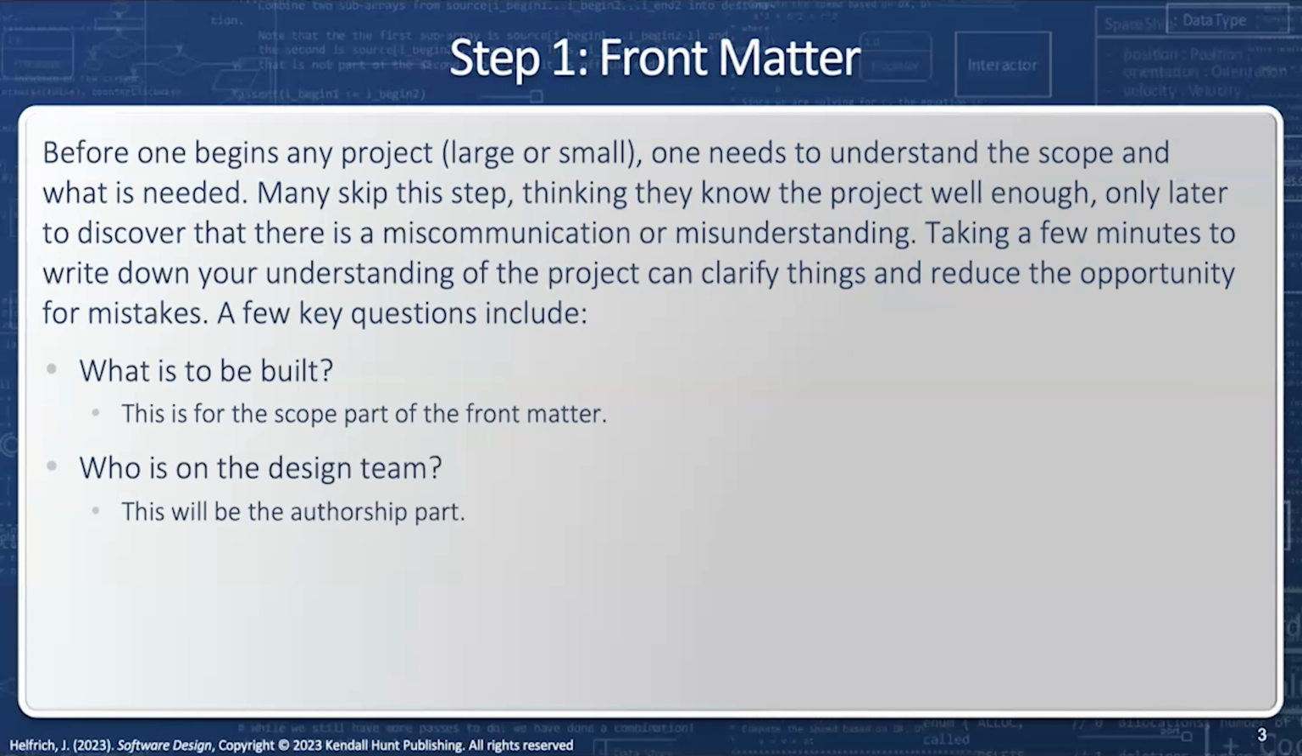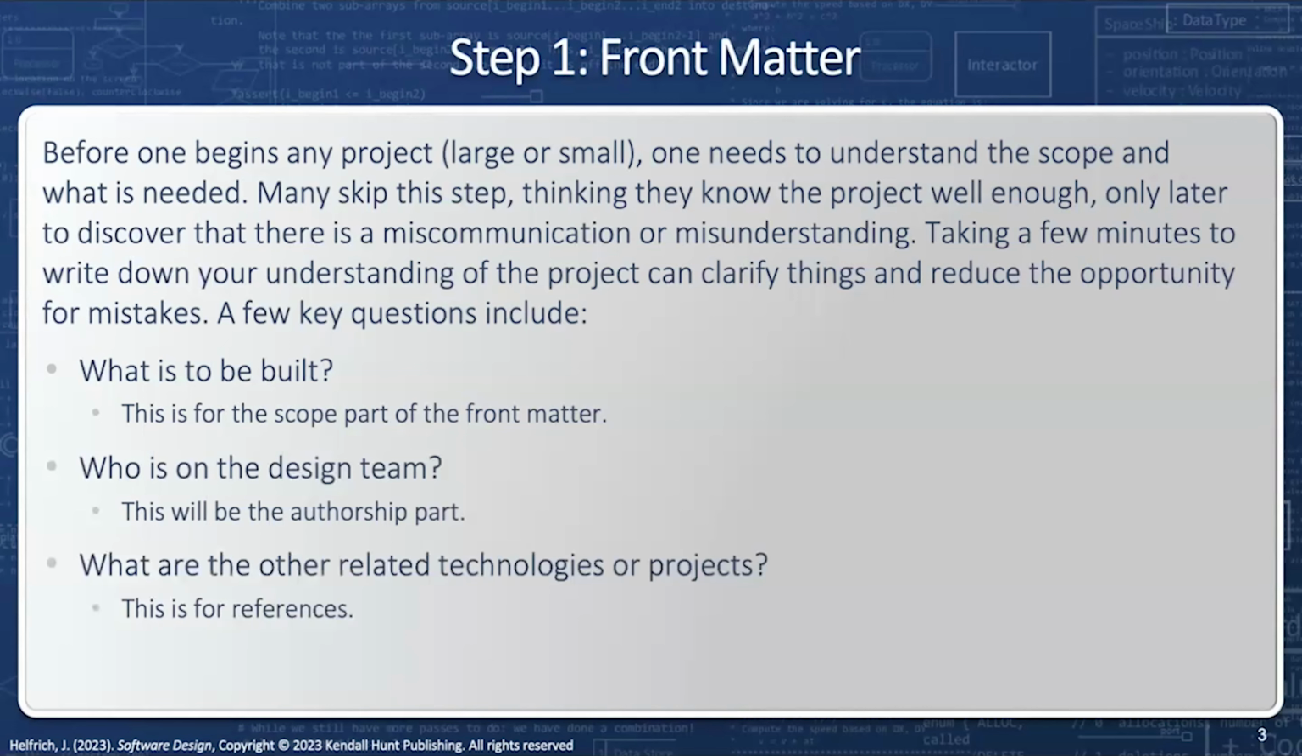Next, we want to list who's on the design team, and this is the authorship part of the front matter. And when new members of the design team join, then it's really helpful for them to know exactly who they can talk to for help. What are the other related technologies or projects? And as we discover technology and project dependencies, we should write these down to make sure we have a complete list of all known dependencies. Now, when we start the project, we're not going to have a complete list, but this list will grow as the project develops so we understand the project better.